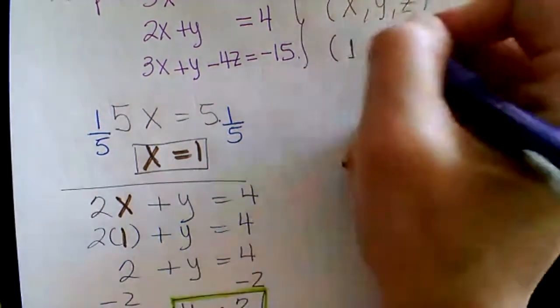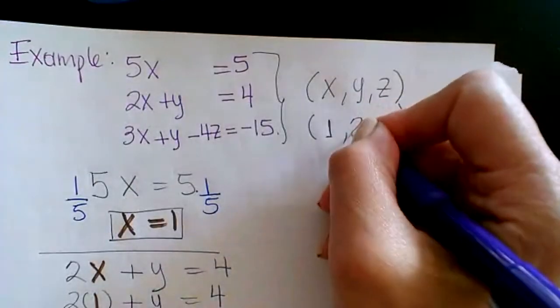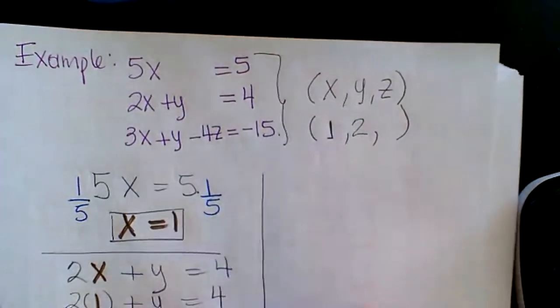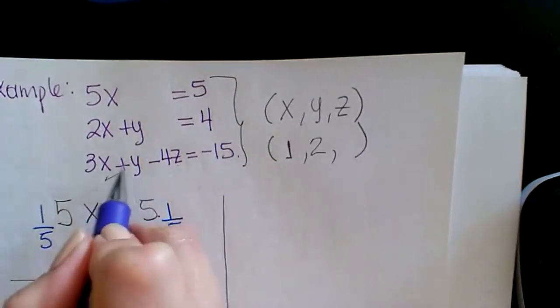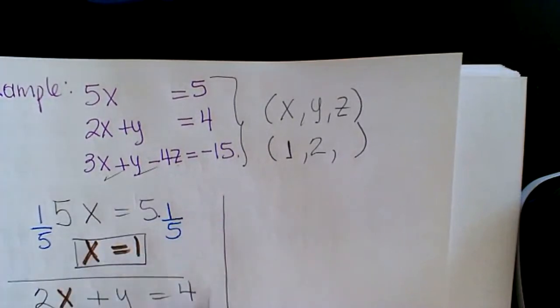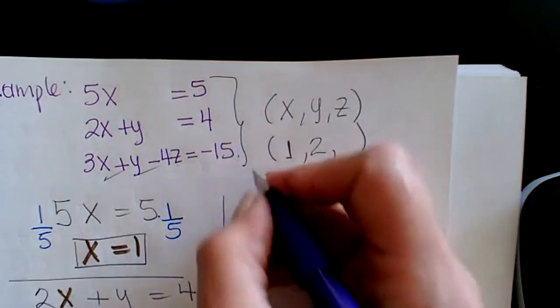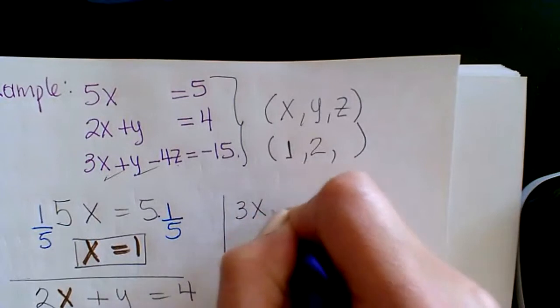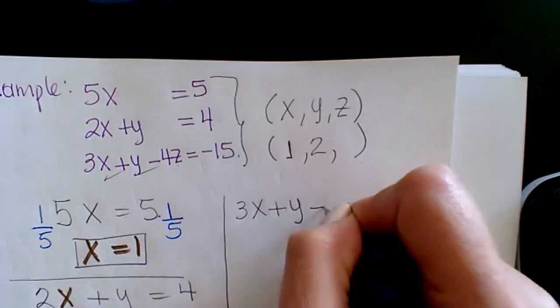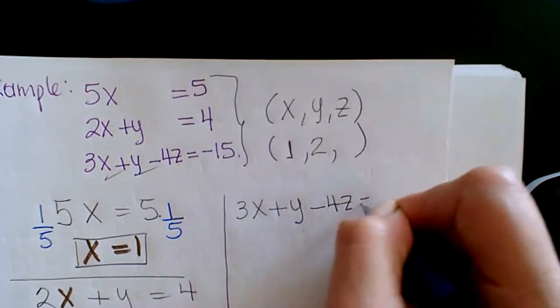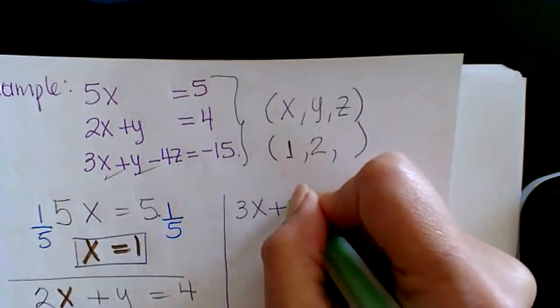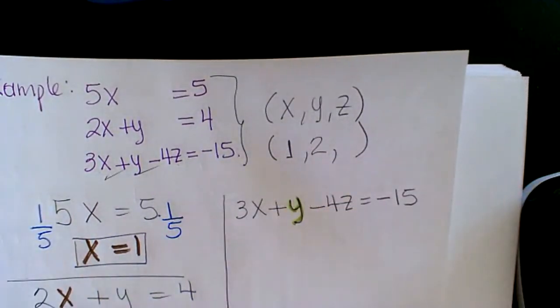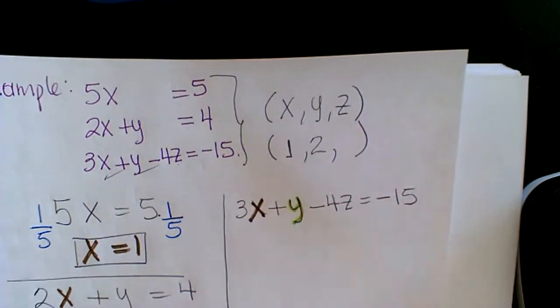So my y is equal to 2. Now, let's get the z. I have this one and this one, x and y. All I need to do is find z. 3x plus y minus 4z equals negative 15. So this is this one and x is this one.